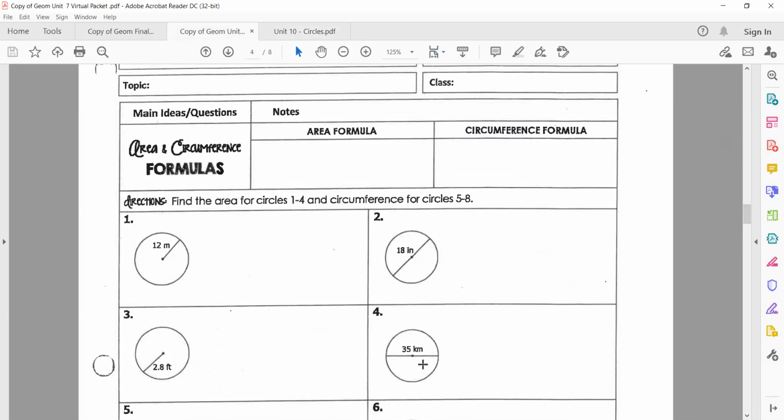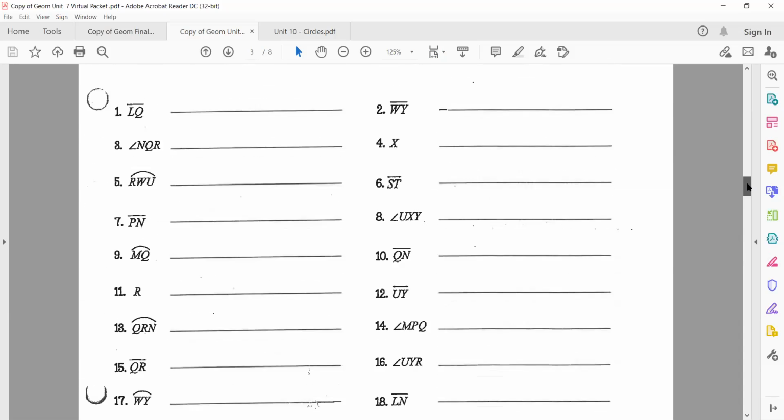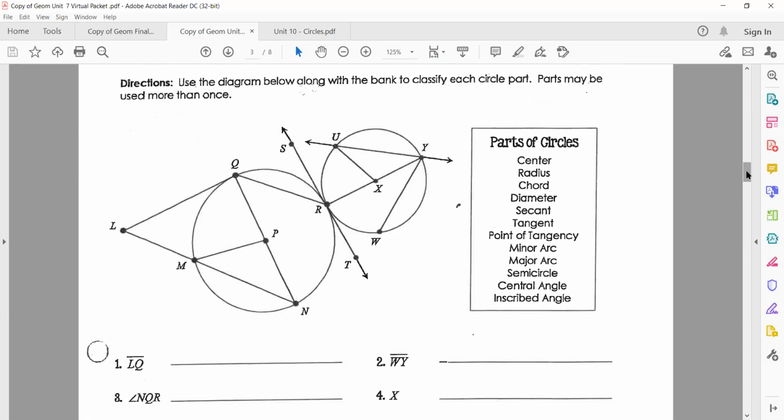So if you go to page 4 here, the thing about this packet is it gives you a pretty good indication of the things that you need to be concerned about with circles. So what does it start off with? Well, this previous page, page 3, is just a different way to identify the vocabulary, right?